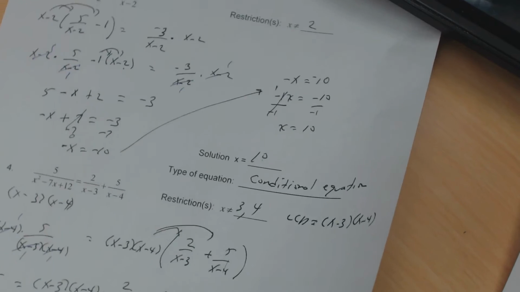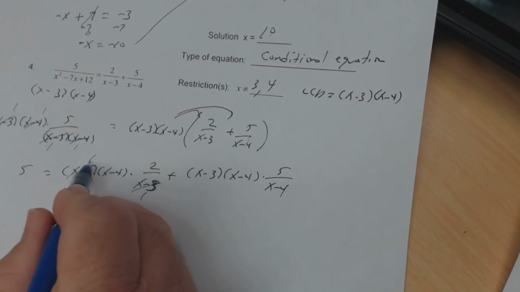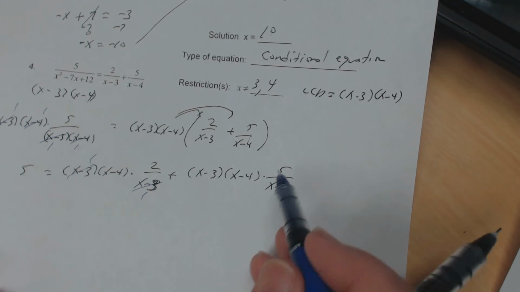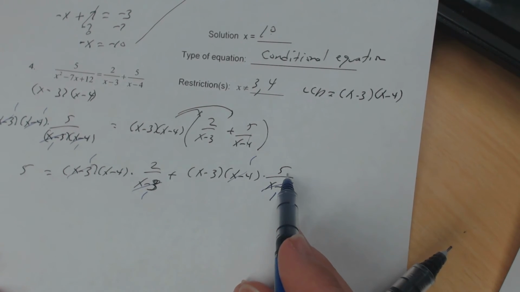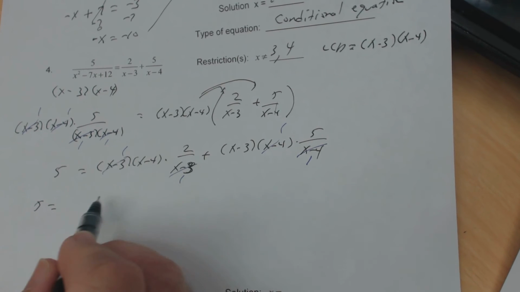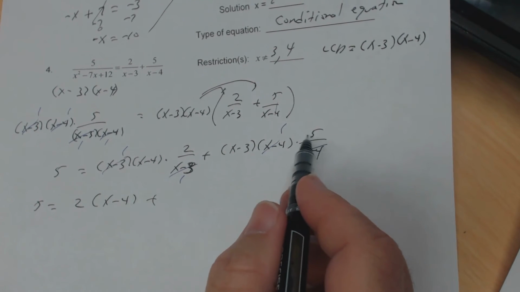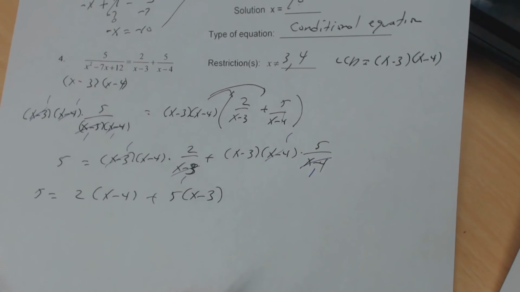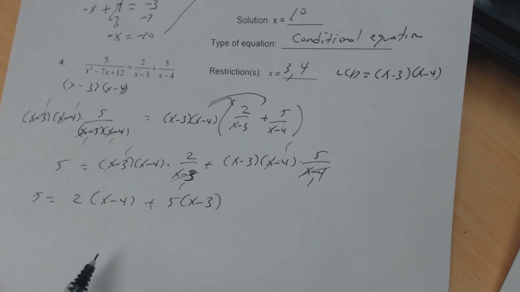And now we're going to reduce. In the first, the x minus 3's divide out, and you're left with 2 times x minus 4. Over here, the x minus 4's divide out, and you're left with 5 times x minus 3. So basically you're going to have 5 equals 2 times x minus 4 plus 5 times x minus 3. Notice I went from a rational equation to a linear equation.